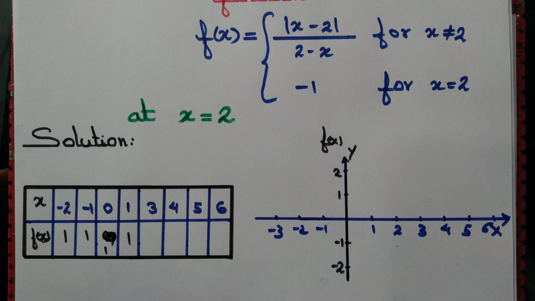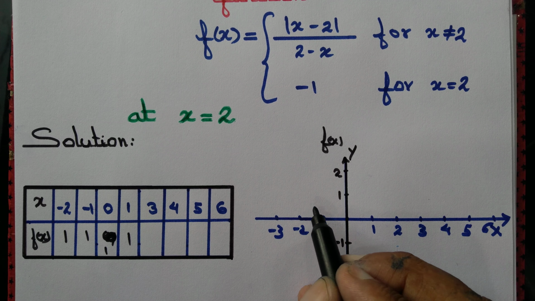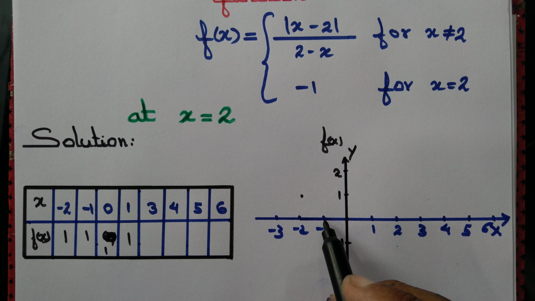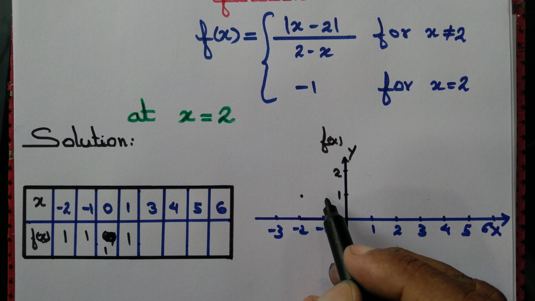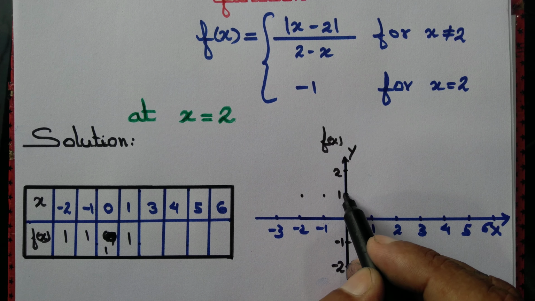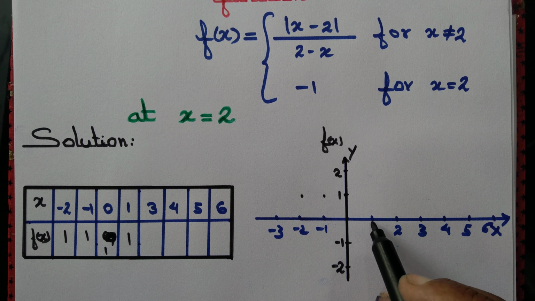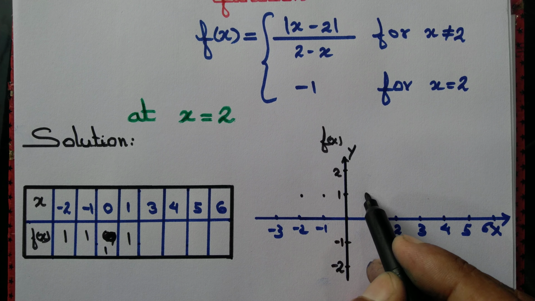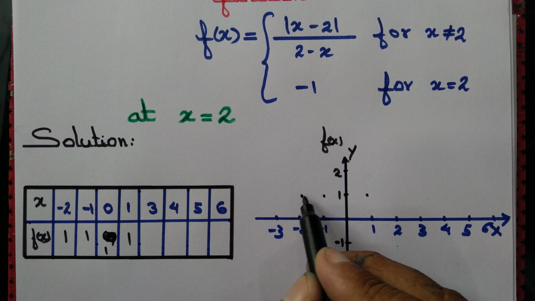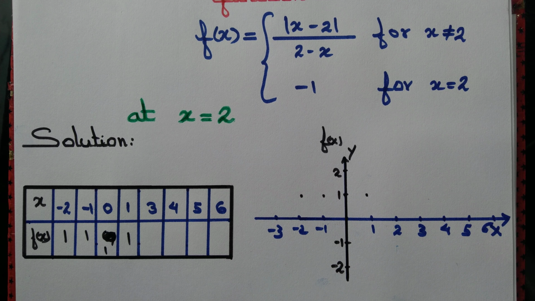Okay, when we take x equal to −2, we get f(x) exactly equal to 1. Let's plot it. When x equals −1, f(x) is 1. When x equals 0, f(x) is again 1. When x equals 1, f(x) is again 1. Okay, let's draw that. You see that it's simply a straight line that passes through these points.